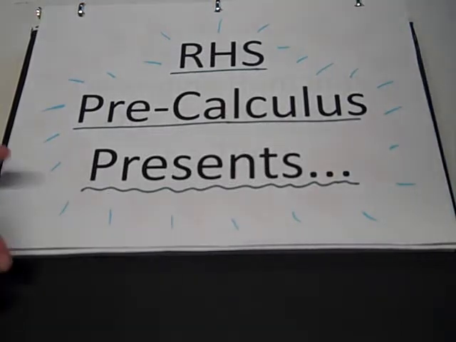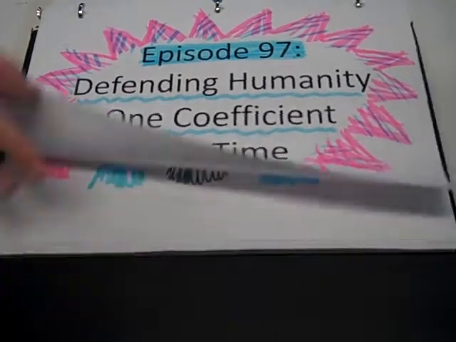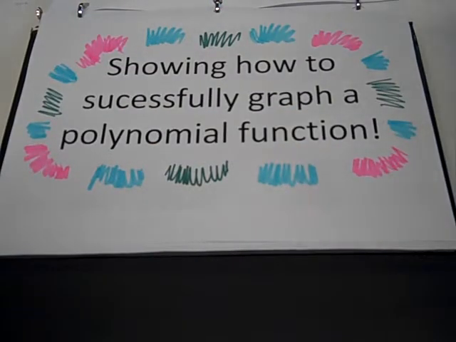RHS Pre-Calculus presents Saving the World with Polynomial Functions, Episode 97, Defending Humanity, one coefficient at a time. Today we feature our exponential adventure, Awesome Powers.